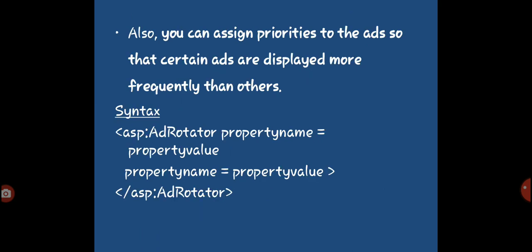This is the syntax, the coding by which we can create the ad rotator control. This is the code behind, as you know. When we put the control on the screen, this code will be automatically created. It will look like asp colon AdRotator, space, property name equals property value, and so on. However many properties we give, that many properties will be displayed with their property values. It is a name value pair. Finally we close the tag, AdRotator.